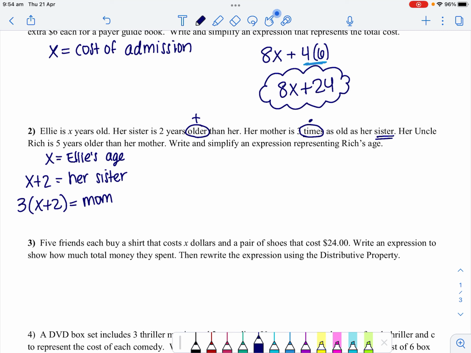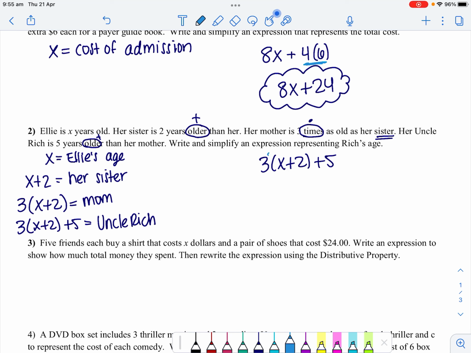Then it says her Uncle Rich is 5 years older. And again, older is going to mean plus than her mother. So I'm going to take the expression for mom and I'm going to add 5. So 3 times X plus 2 plus 5 is going to be Uncle Rich. And this says to write and simplify an expression to represent Rich's age. Well, then I'm going to take the expression that I just wrote, 3 times X plus 2 plus 5, and I'm going to simplify that expression.